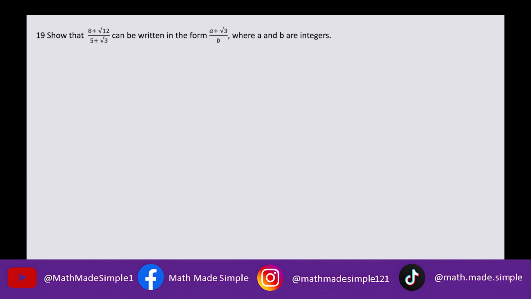Show that (a plus the square root of 12) over (5 plus the square root of 3) can be written in the form (a plus the square root of 3) over b, where a and b are integers.